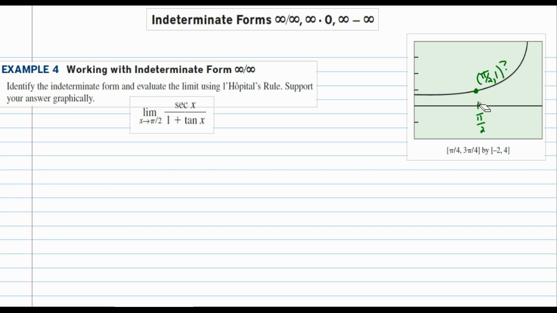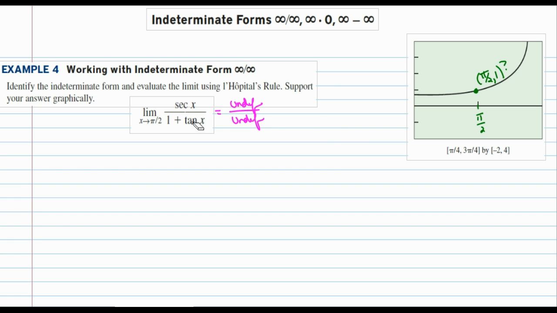Alright, so first of all, let's look at this graphically. I see that at pi over 2, the limit of secant of x over 1 plus tangent of x looks like maybe 1 somewhere in there, because I go from negative 2 to 4. So yeah, it looks like about 1. We'll see. So now I plug in pi over 2 and see what happens, and I get undefined over undefined. So possibly infinity over infinity, I'm not really sure.